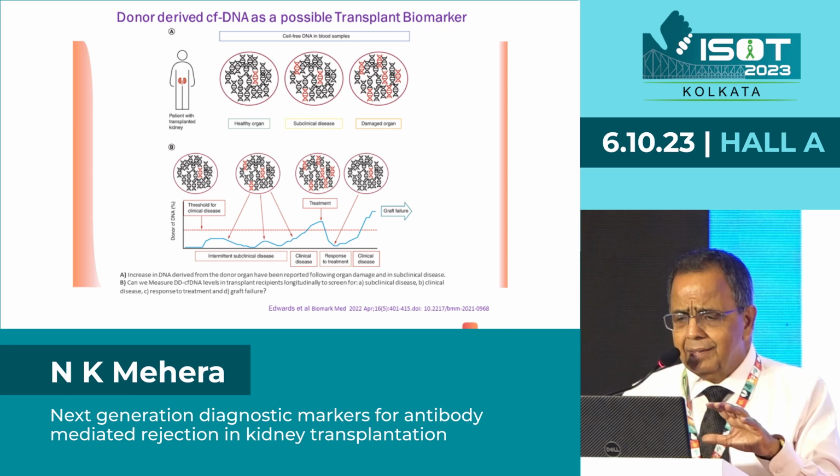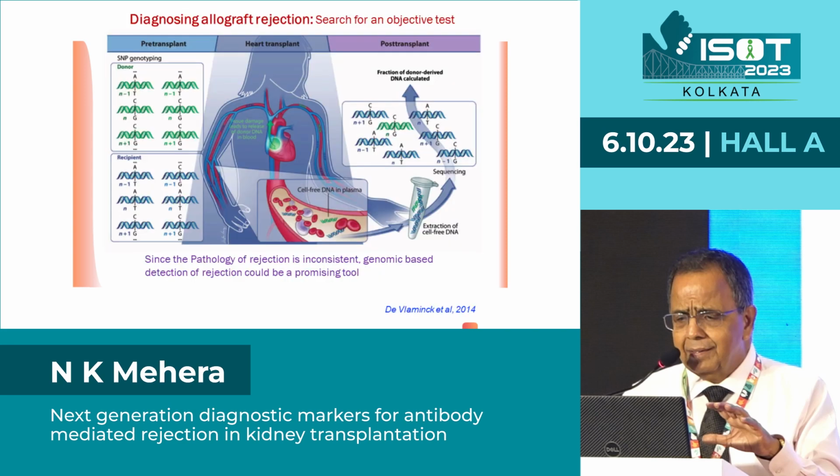And you could do a longitudinal kind of screening for the donor-derived cfDNA, and your target is to look for people who have a subclinical disease which is not evident through the creatinine screening or even by biopsy. And here is diagnosing allograft rejection. This is a heart transplant. In the pre-transplant stage, you do the SNP genotyping of both the donor as well as the recipient.